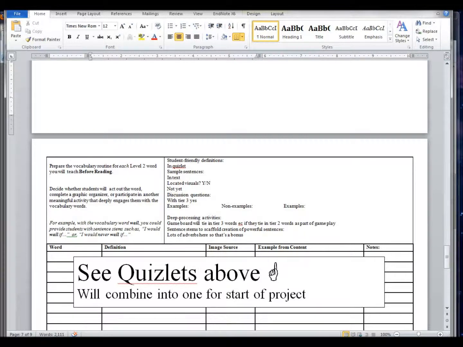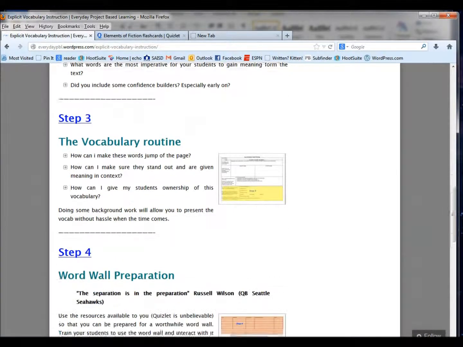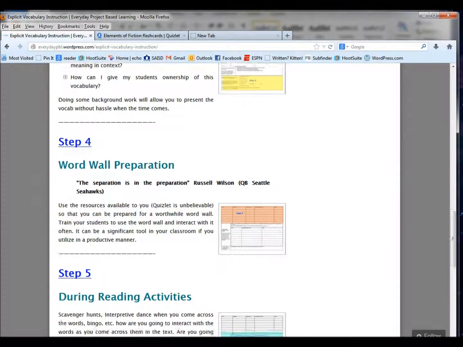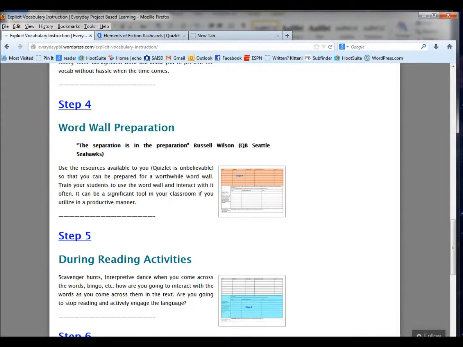All right, moving on. Now we're on step 4. Step 4 is the word wall preparation. And we have a nice little quote from Russell Wilson, my favorite quarterback there. You need to use the resources available. If you have not played around with Quizlet yet, it is an unbelievable resource, and it makes your job as a teacher much easier.